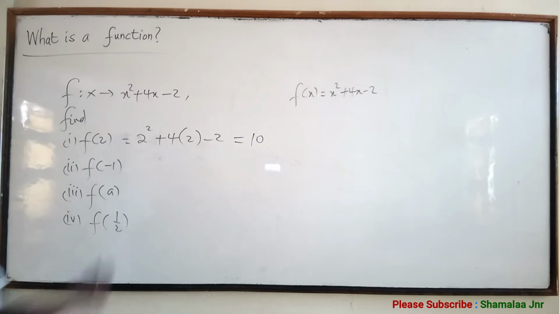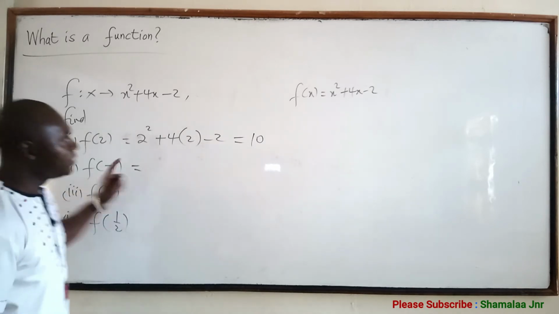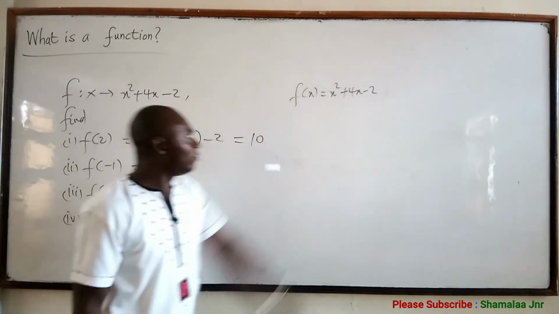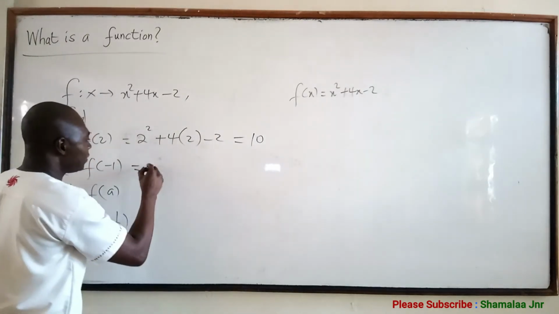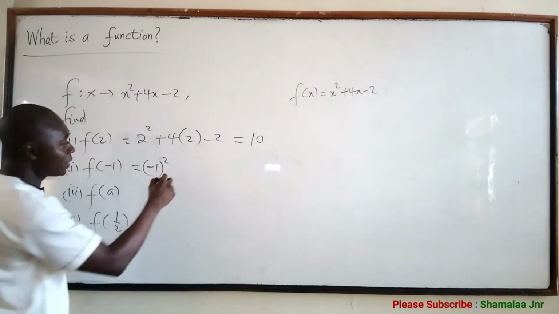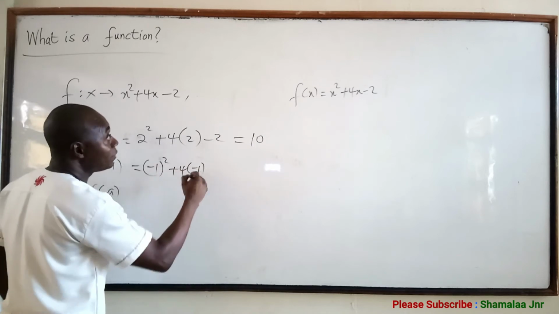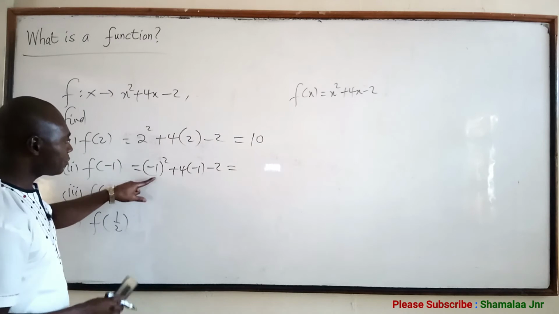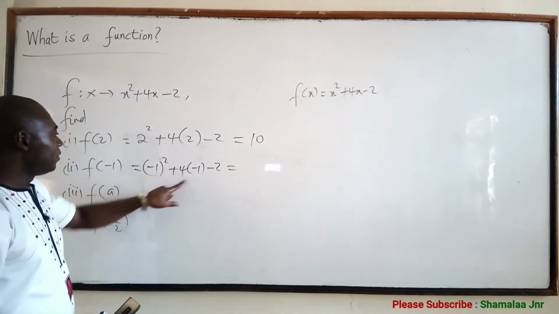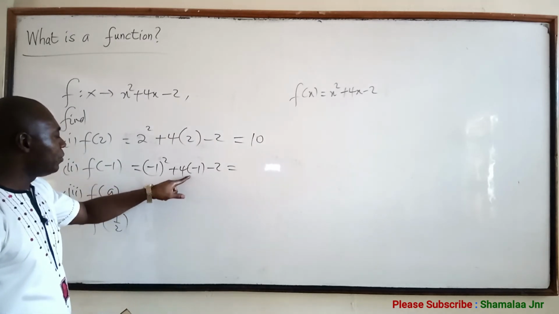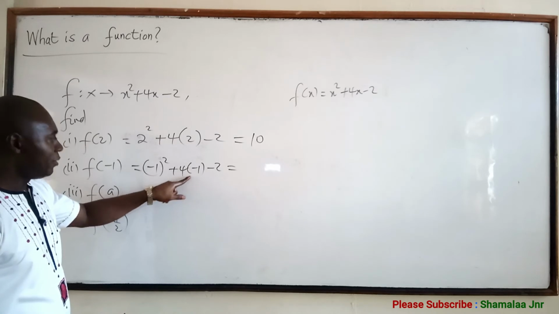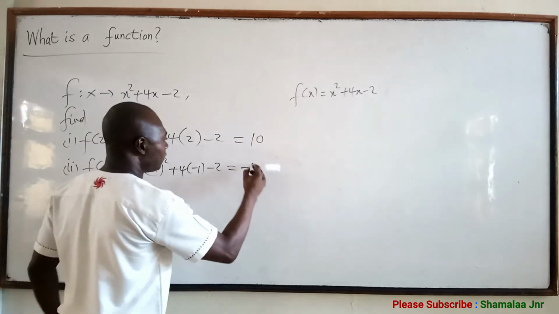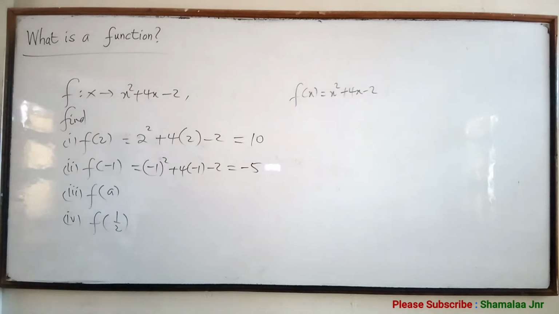Are you seeing it? Now here, f of negative 1, it means that wherever you see x, write negative 1. So this one will be negative 1 squared, because I've seen x, plus 4 times negative 1 minus 2. Negative 1 squared is 1. Minus 4 will be negative 3, minus 2, negative 5. So f of negative 1 will be negative 5.